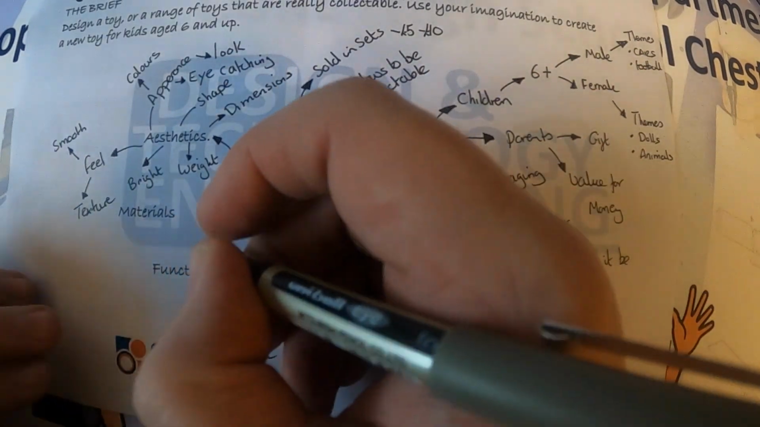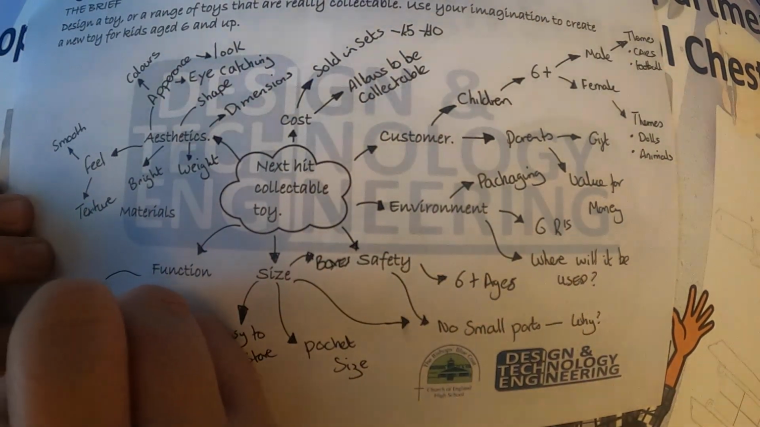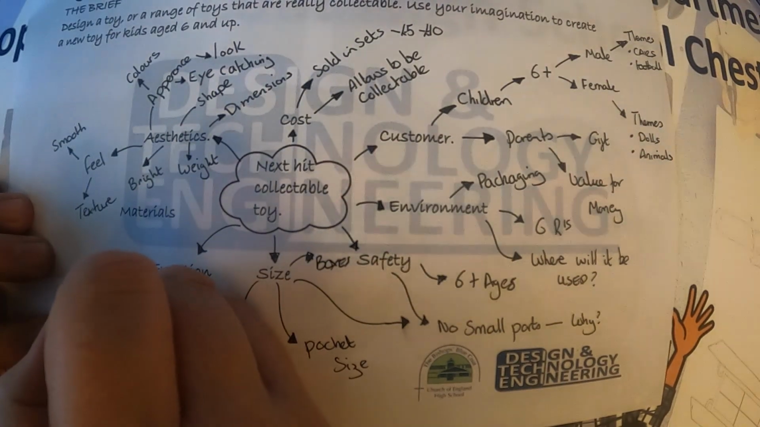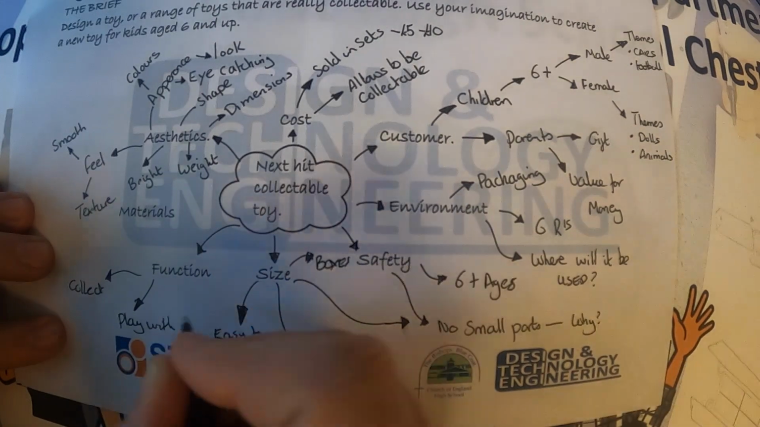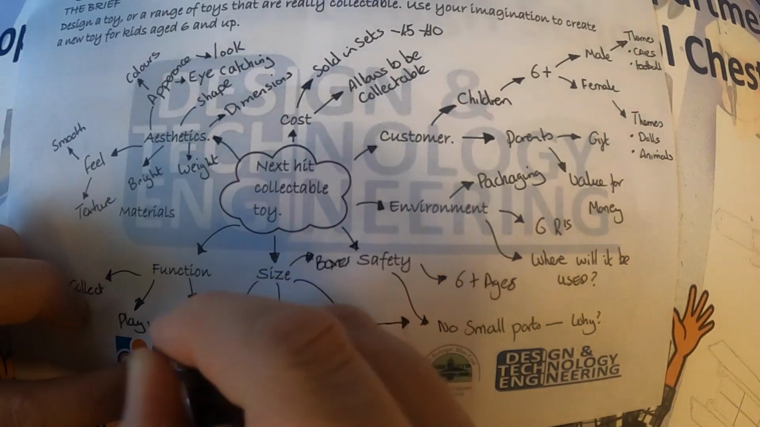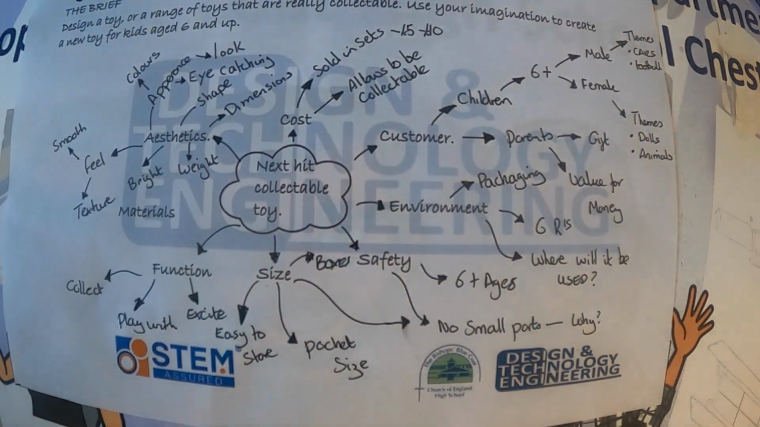Then we come to function. We're thinking about the function of the product. You've got to collect them, and you're going to play with them obviously. Can they have another function that I've maybe not thought about? Add things on like that. There's lots of other things you can add on.